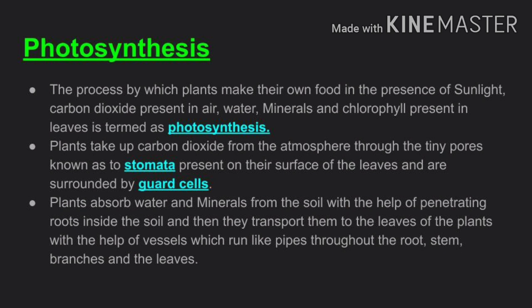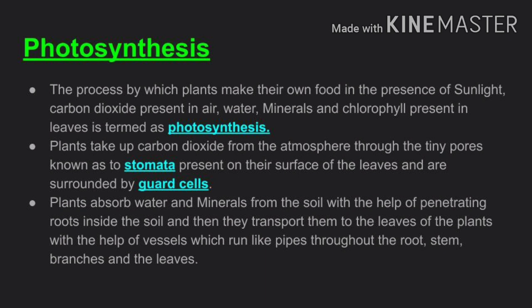So, how do plants make their own food? That is the question, right? Now, the process by which plants make their own food in the presence of sunlight and carbon dioxide and water and minerals and the green pigment chlorophyll that is present inside their leaves. This process is called photosynthesis. It is called photosynthesis because photo means light and it can only happen in the presence of light. Therefore, it's called photosynthesis.